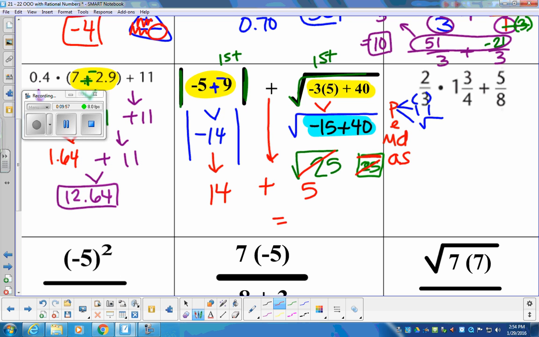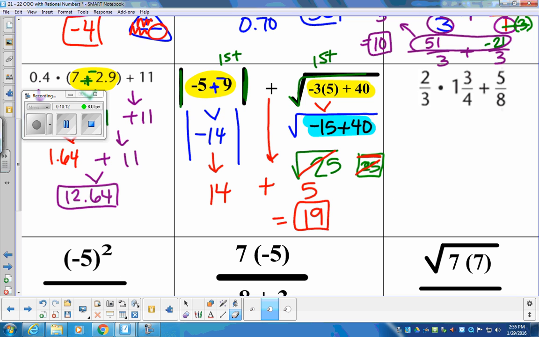We're going to just clean up the rest of this problem. So we have 14 plus 5, easy enough at the end, is 19. Answer should be 19. Okay, guys, great job. Stick with this now. This is rational numbers order of operation. There's a lot going on in this lesson. All right. Let's try this next example.